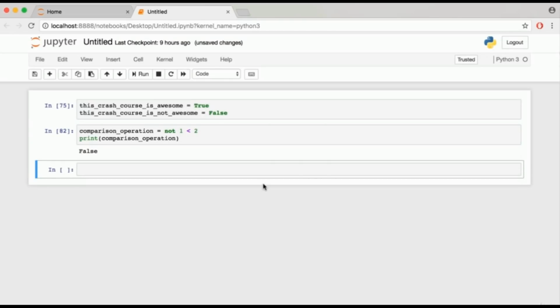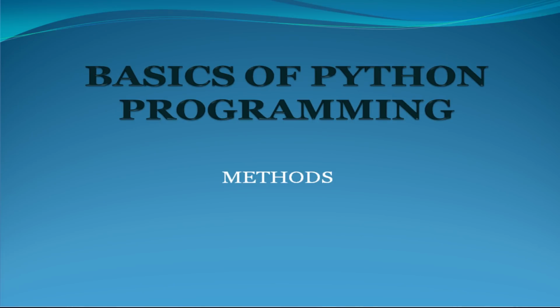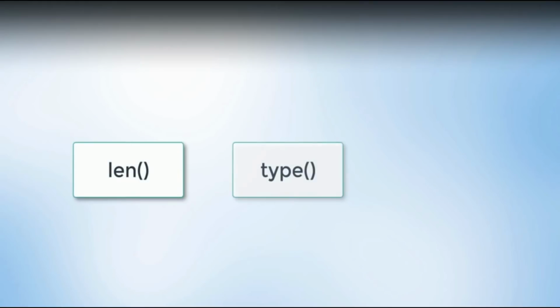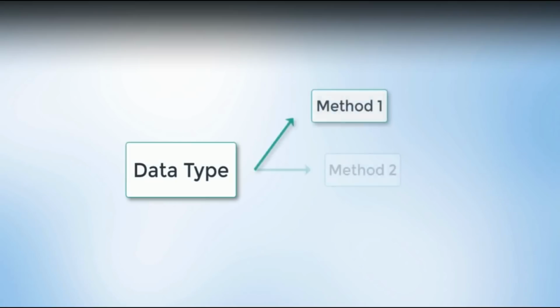So far, we've covered 4 fundamental data types: Booleans, strings, integers, and floats. Now we'll be looking at built-in methods. Previously, we've looked at built-in functions. Functions like length, type, and print. All of these are functions. They accept an argument or arguments inside of their parentheses. How is a method different from a function? Every data type has its own distinct set of methods.